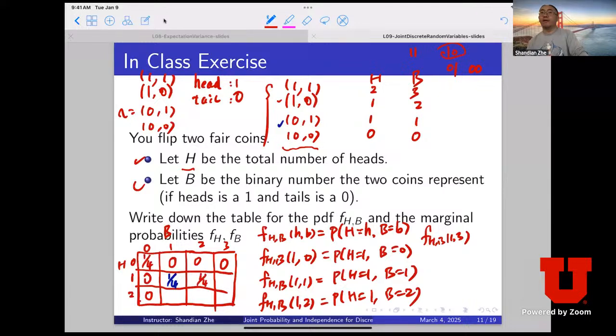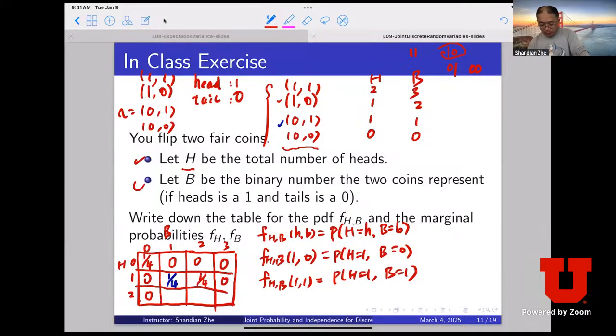Do we have any outcome that gives this? No, right? You can't find any pair of H and B where one is 1 and the other is 3, right? So this will be 0. And we just keep looking at this. It's a little bit tedious, but it's good for us to practice our understanding.